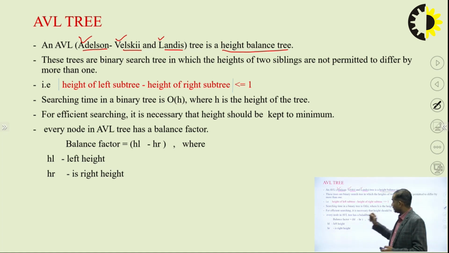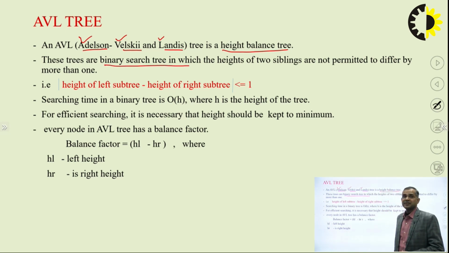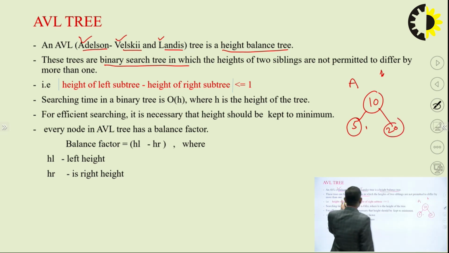In this tree, the AVL tree is just like a binary search tree. Means in the binary search tree, when we draw a tree, suppose we insert an element 10, then we insert 5. We check 5 is less than 10, so it becomes the left part, and we insert 20, so it becomes the right part. Okay, so here these trees are the AVL tree.